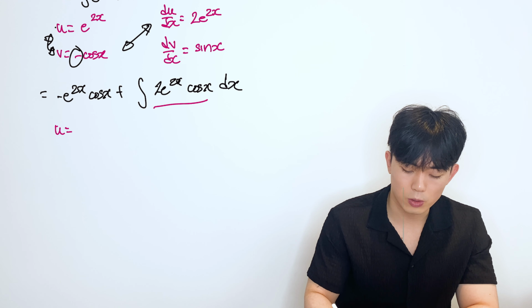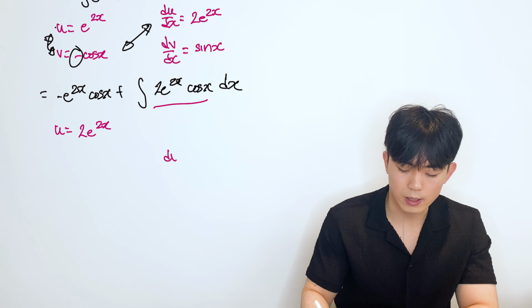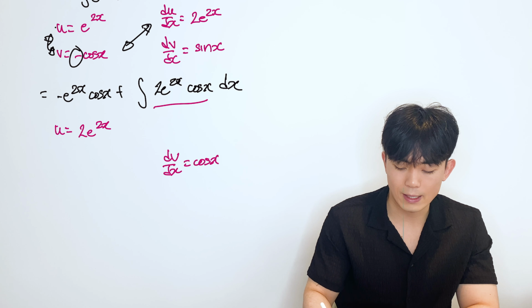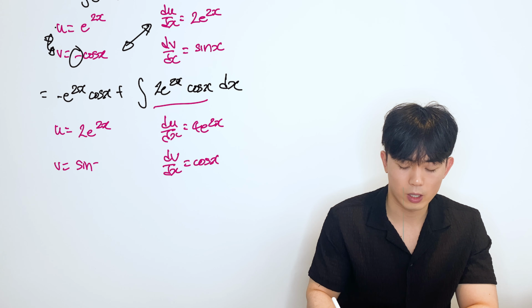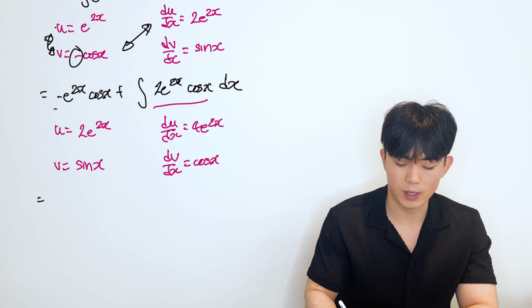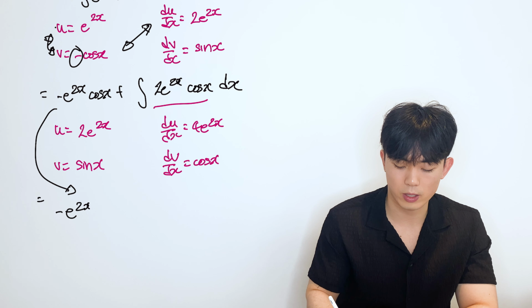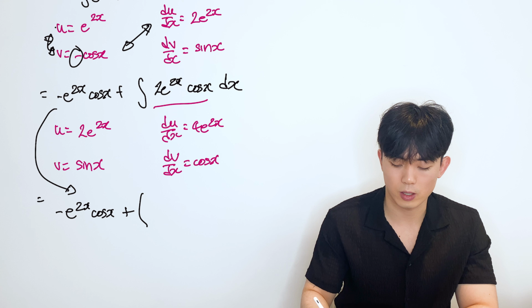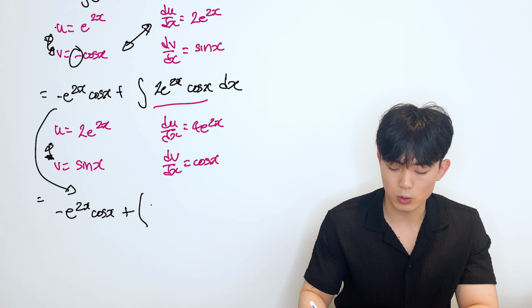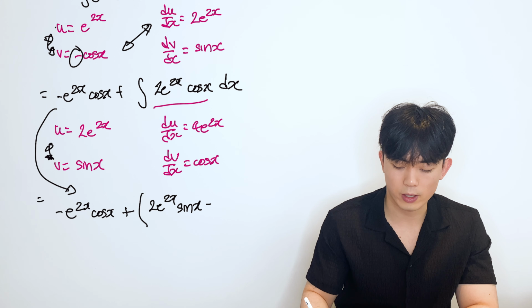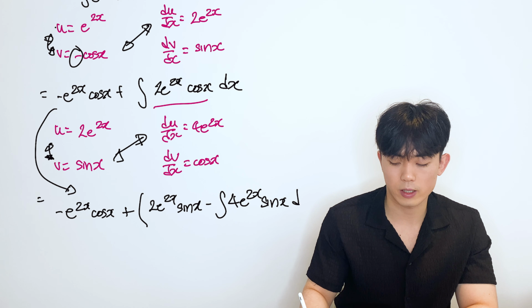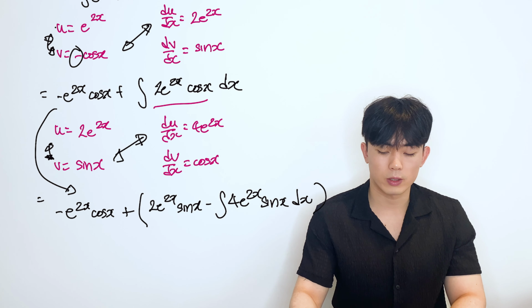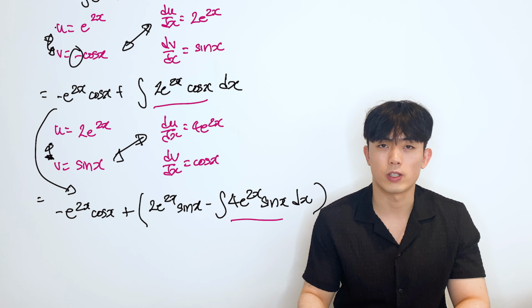So u I'm going to set as 2e to the 2x, dv by dx as cos x. So du by dx will give me 4e to the 2x, and v will give me sine x. So this is now equal to, bringing this term down first, negative e to 2x cos x, plus, I'm going to use a bracket, uv, 2e to 2x sine x, minus the integral of these two multiplied together, so 4e to 2x sine x dx, close bracket. What you should realize is there's still actually two functions there. It's not reduced to a single function.